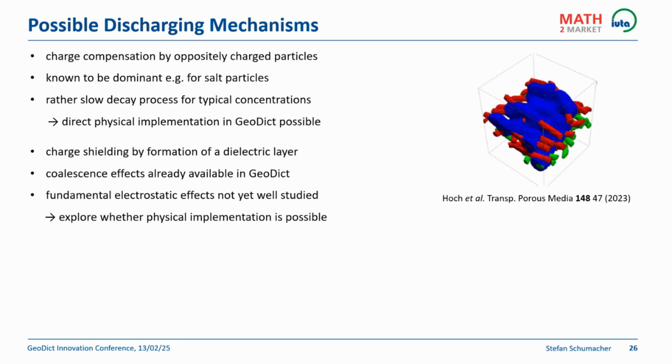A second effect, which you often find in literature, is charge shielding. For example, if you have droplets, they form a liquid layer on your fiber, and this material has a certain dielectric constant, and this could lead to shielding of the charges. And basically, GeoDict has ways to implement these coalescence filters, so how the liquid is distributed in the filter, and this is something we want to try, to see if we can explain certain effects by this shielding.